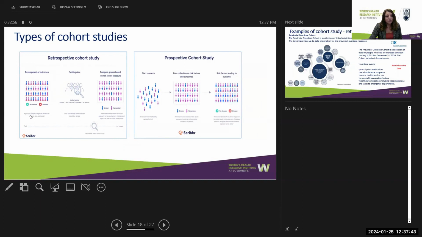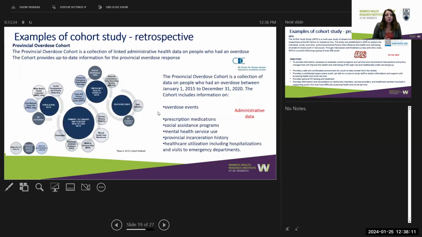For example, we look at who didn't have the disease or had the disease, and after that we compare them based on risk factors of exposure. If we're looking at lung cancer, it will be smoker or non-smoker. In a prospective cohort, we start our research and collect the data as we go, looking longitudinally at different risk factors that will lead to our outcome. So now I'll give more examples about cohorts.